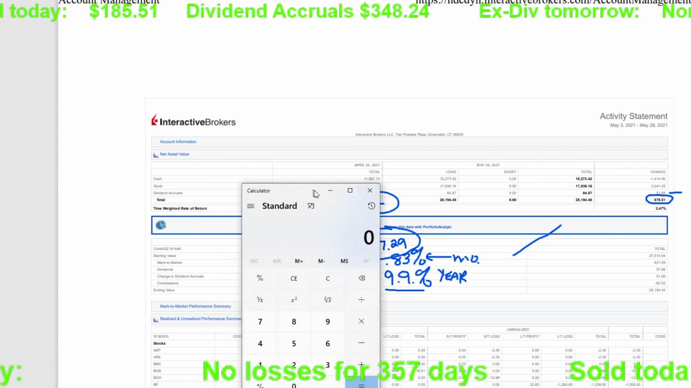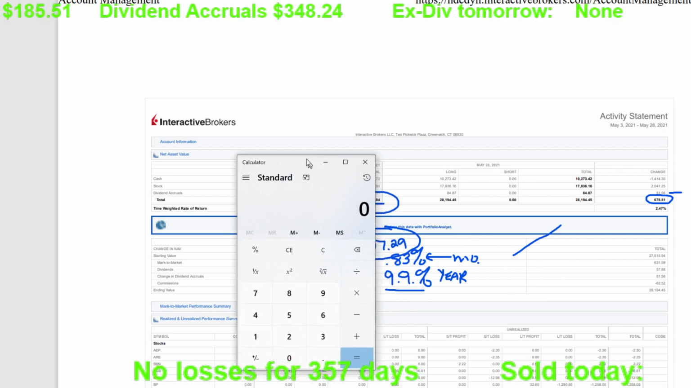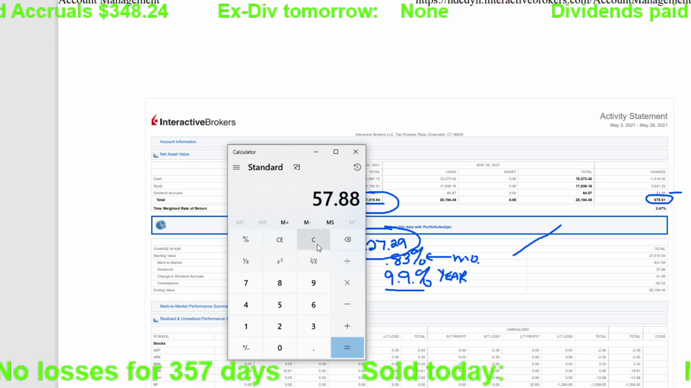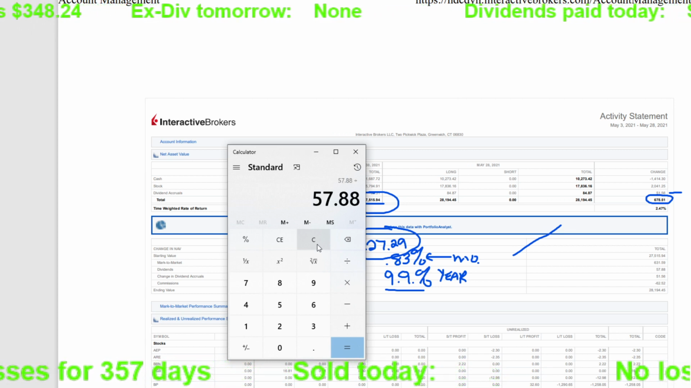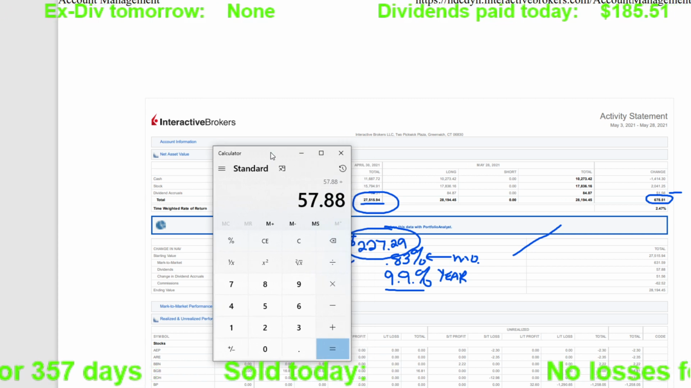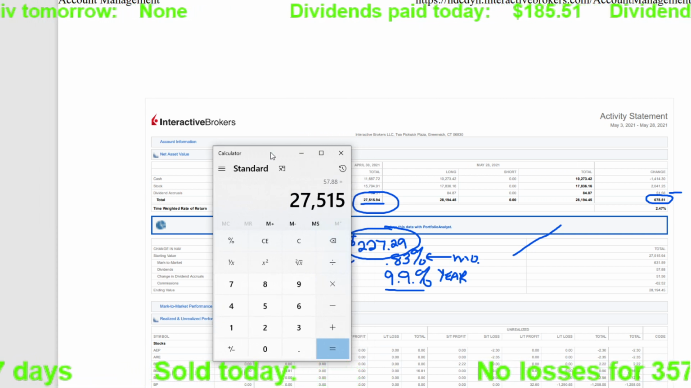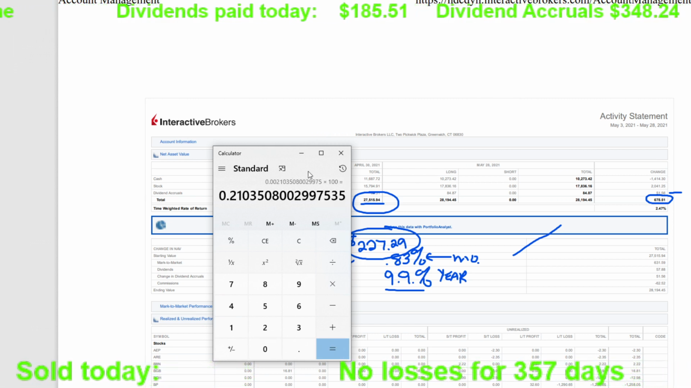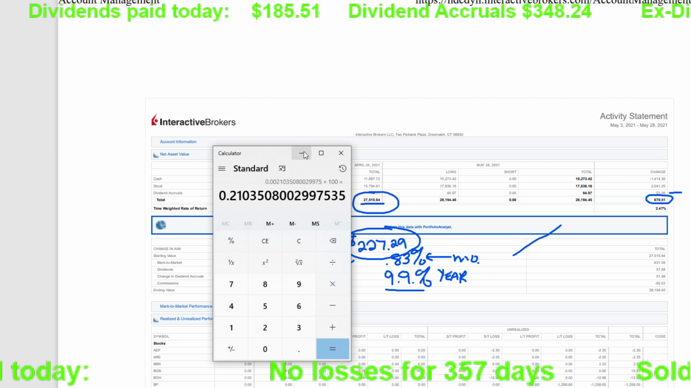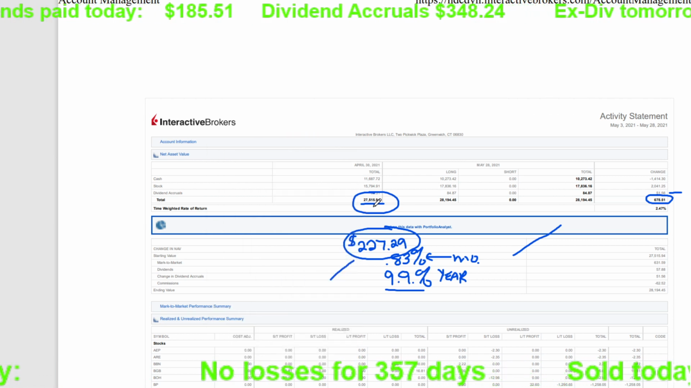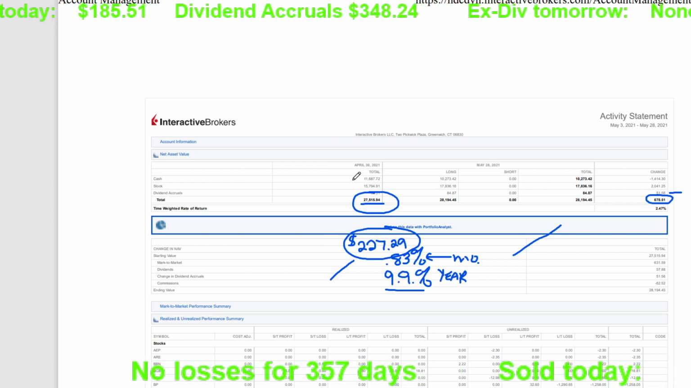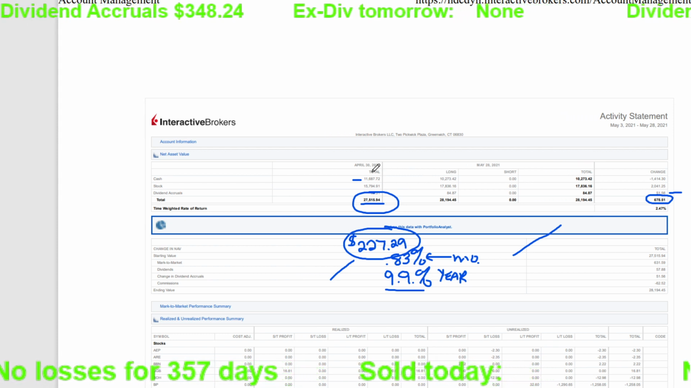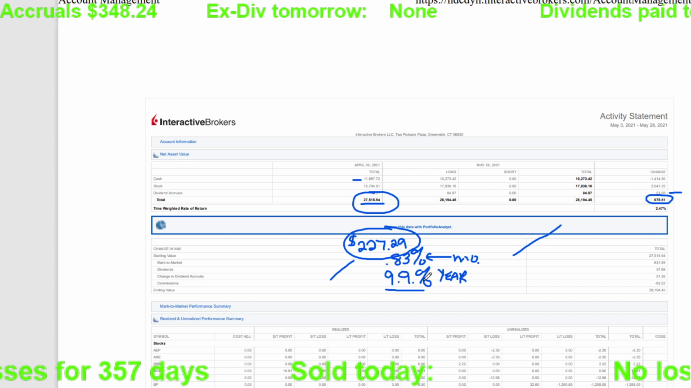Your dividend amount would have been, what was it, 57.88. Divide that by 27,515.94. Okay, multiply that by 100, and you see you're at 0.21%. Now this too is a little misleading, because you have to remember we have cash here, right? This is not invested, and this is constantly fluctuating with our trading. But I put it all together to give you a better idea of 9.9.